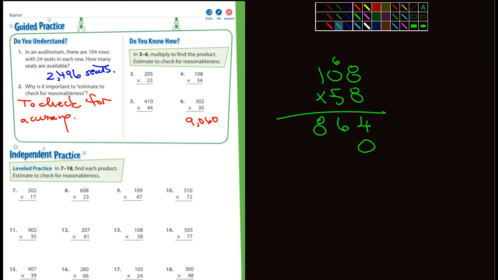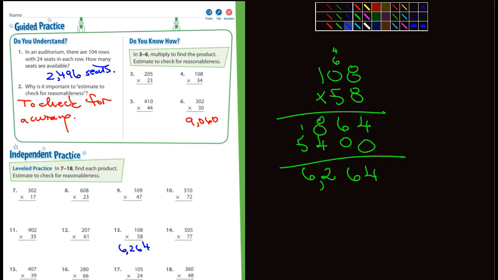So now we're starting right here. All right? So 5 times 8, well, what is that? That's 40. Okay? Put down the 0, carry the 4. 5 times 0 is 0, plus 4 is 4. And then 5 times 1 is 5. Now just add them up. 4, 6. 4 and 8 is 12. Put down the 2, carry the 1. 5 plus 1 is 6. So 6,264. All right.